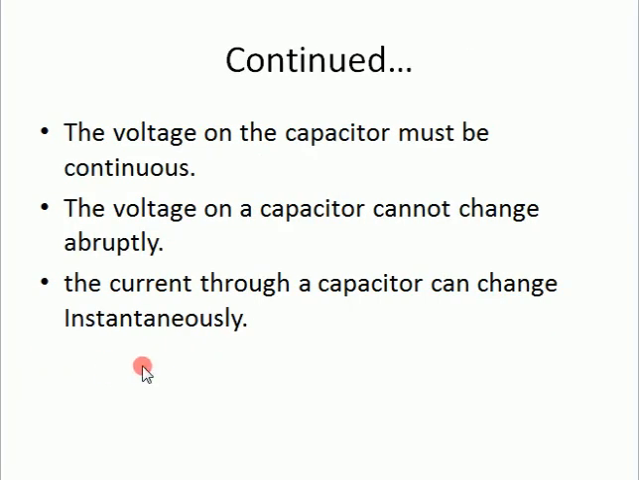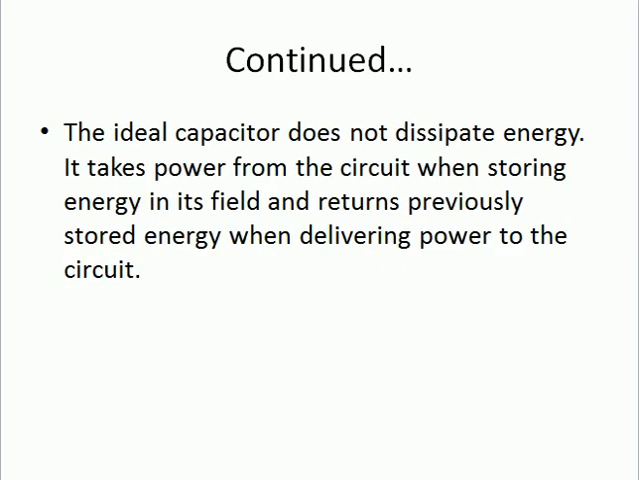The voltage on a capacitor must be continuous. So we can say that the voltage on a capacitor cannot be changed abruptly, while the current that passes through a capacitor can change instantaneously. When we talk about the ideal capacitor, it doesn't dissipate any kind of energy. It takes power from the circuit when storing energy in its field and returns the previously stored energy when delivering power to the circuit.